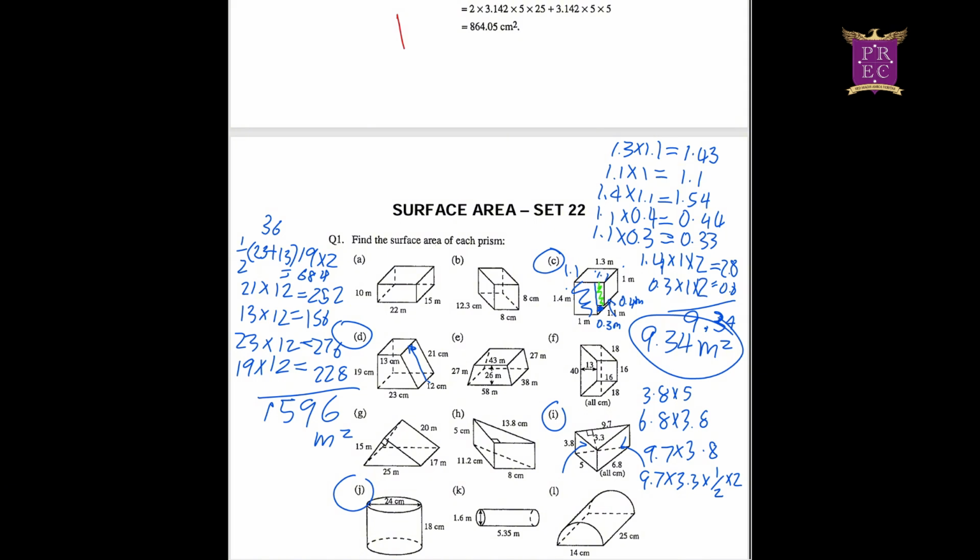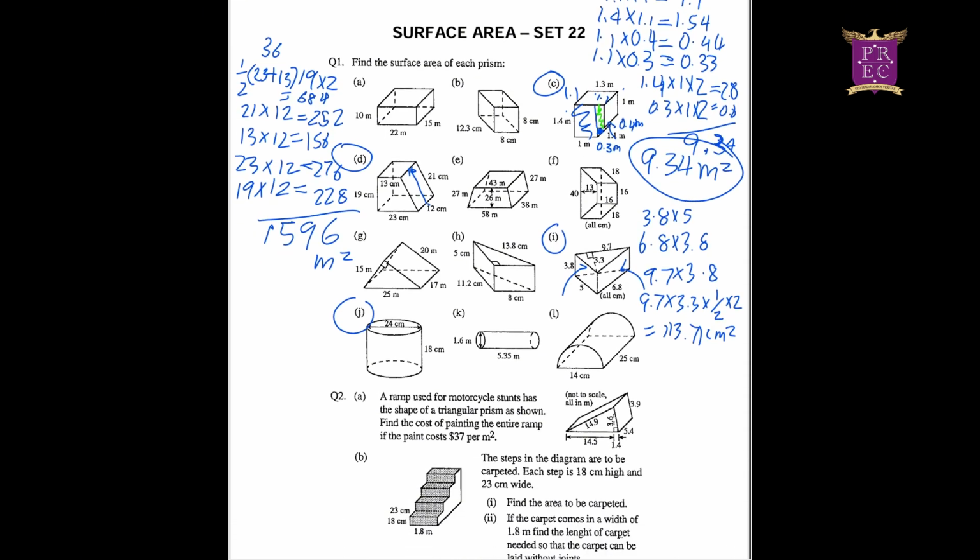Okay, what I want you guys to do is calculate this all by yourself and see if you get the answer. Okay, so the answer is 113.71 square centimeters. I want you guys to calculate the multiplications and add them up to see if you get 113.71. Let's move on to the cylinder.